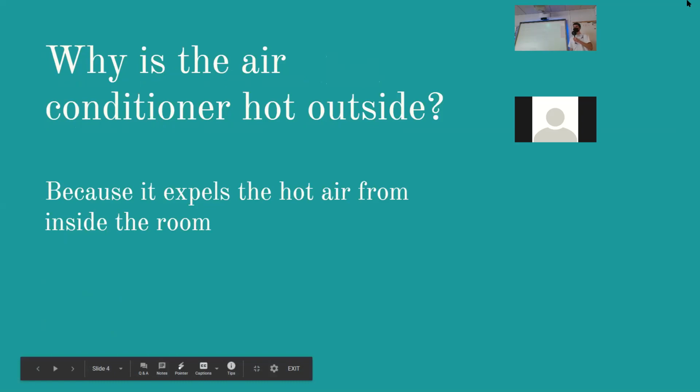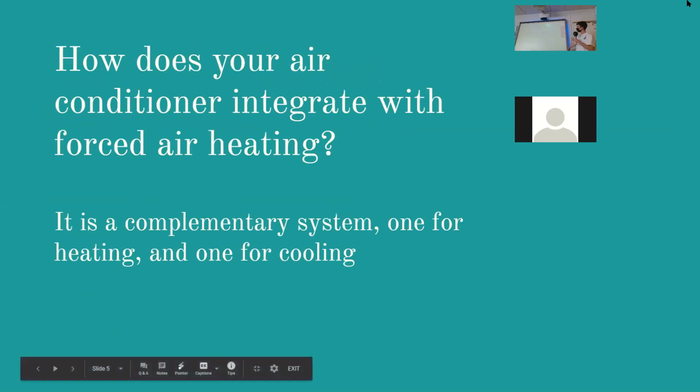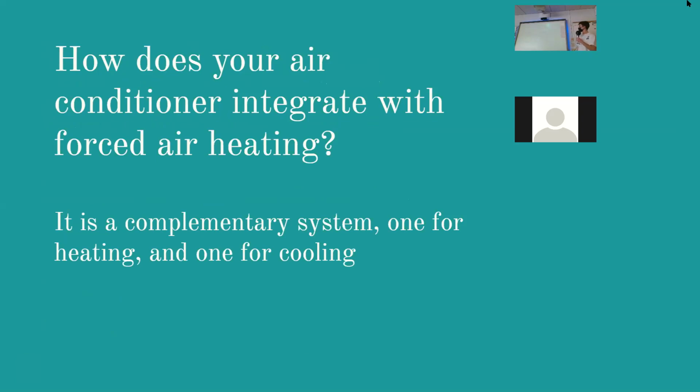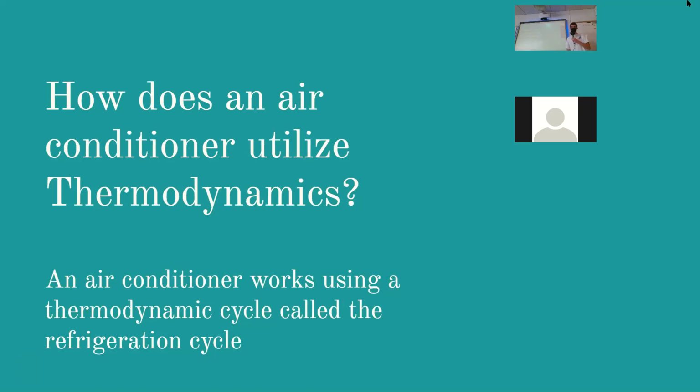Why is the air conditioner hot outside? Because it expels the hot air from inside the room to the outside. How does your air conditioner integrate with forced air heating? It is a complementary system, one for heating and one for cooling. And how does an air conditioner utilize thermodynamics? So an air conditioner works using a thermodynamic cycle called the refrigeration cycle.